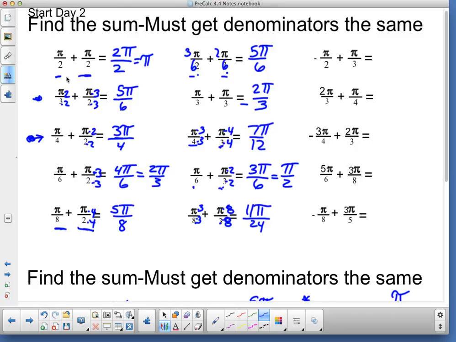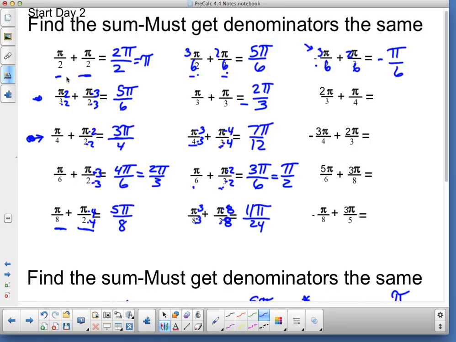Now, so far we've just been adding them, and now we got to look at subtraction and adding and combining things. So pay attention to sign up front. And in this next one here, I'm looking at 6 again. So if this is 3 pi over 6, and this is 2 pi over 6, but I get negative pi over 6 is my final answer.